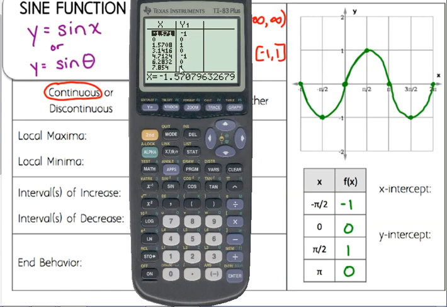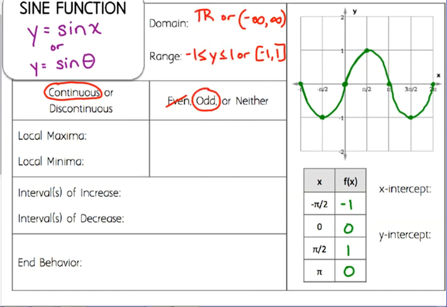And again, notice how those values are repeating. Negative 1, 0, 1, 0, negative 1, 0, 1. It would keep going, okay? Let's see here. So let's talk about the x and the y intercepts next.